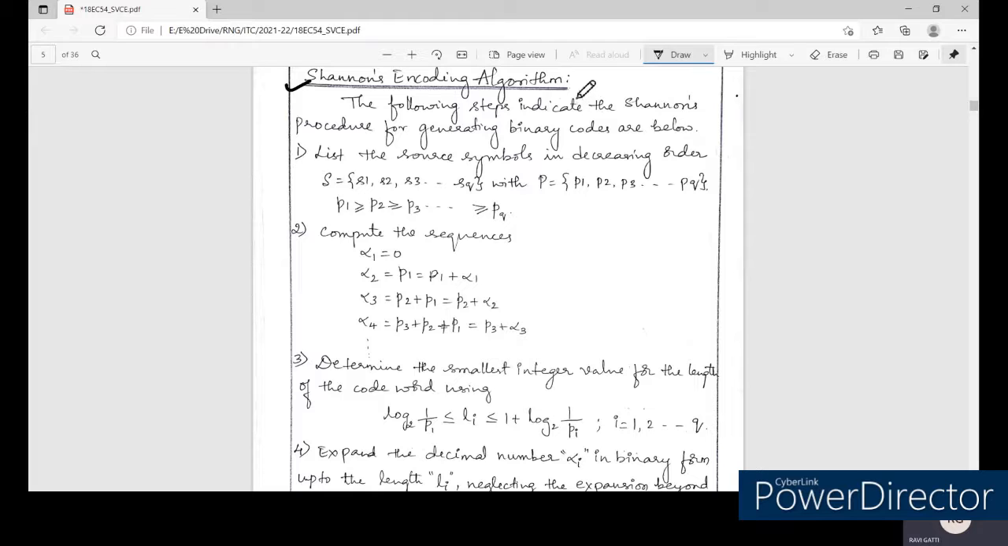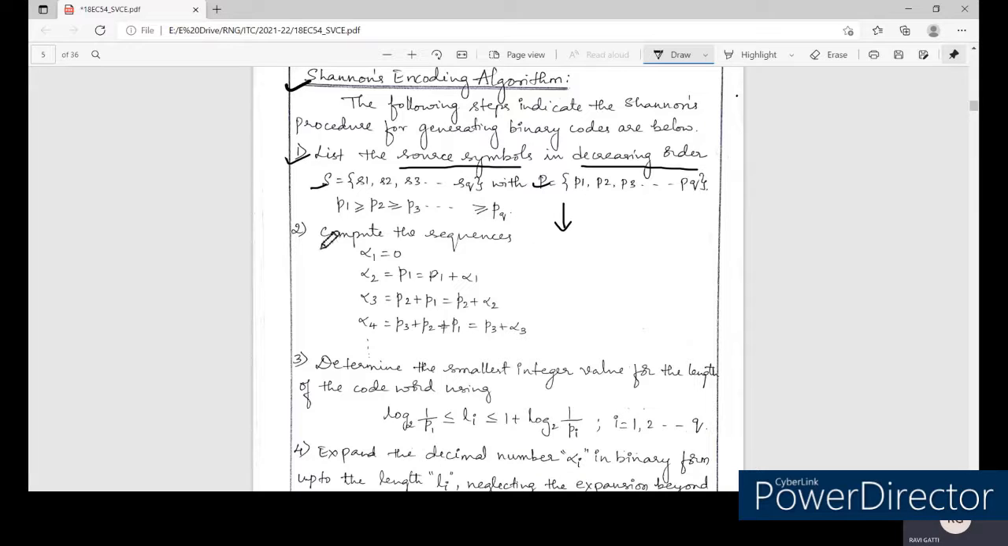Okay, so let us try to understand the procedure we need to adopt. The first and foremost thing you are supposed to do is list the source symbols from the source alphabet in decreasing order of their probabilities. They will give you the source symbols with associated probabilities, and you need to arrange them in decreasing order of probability.